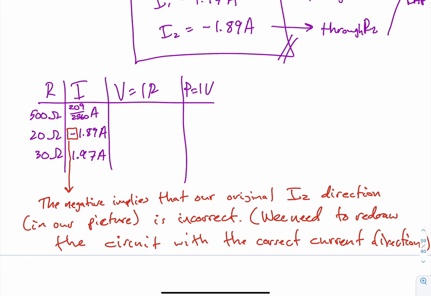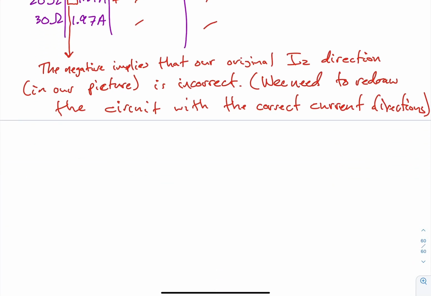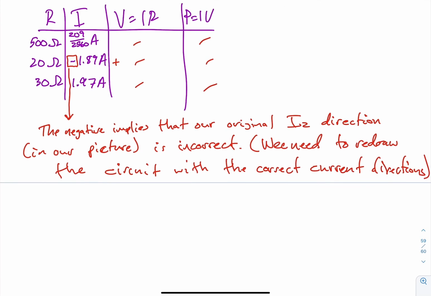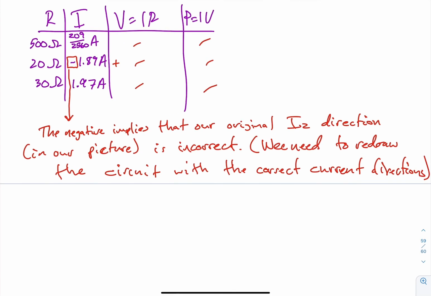But let's go ahead and finish solving this. I can just leave that for you. You should be able to get all of these solutions now just by multiplying. Keep in mind, this should be positive. We're going to ignore the negative when we multiply because we're going to fix the negative in our new picture. So it might be worth noting that the negative implies our original I2 direction is incorrect. And then when we give our final answer, we can redraw it. So in our final answers, we should have this table filled out. Fill it out.